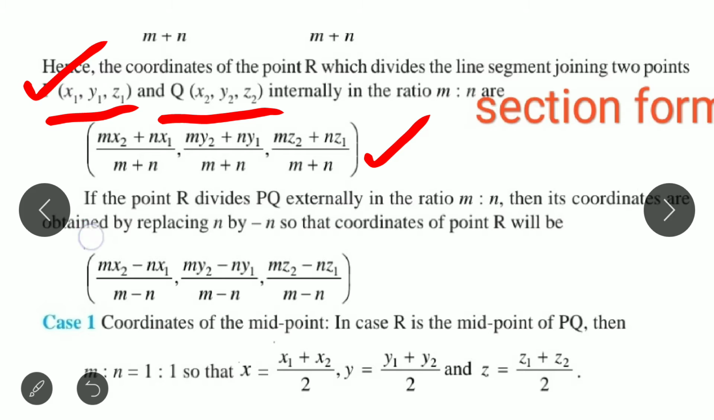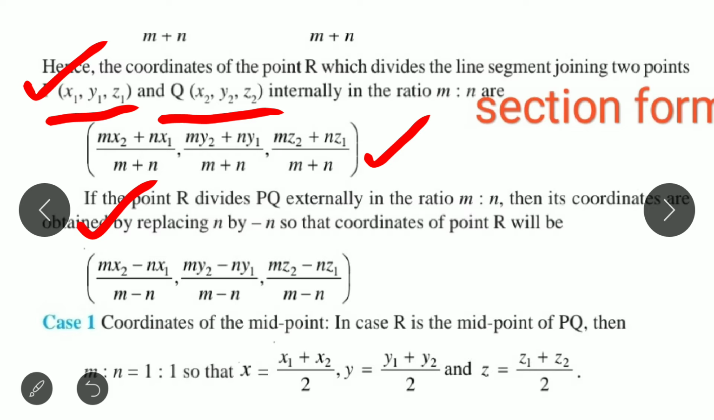Next, we have the external division formula, which is the same as the internal division formula, only the change is in the sign. In the numerator and in the denominator, you can see plus has been replaced by minus. So R is a point which is dividing the points P and Q externally in the ratio m is to n.